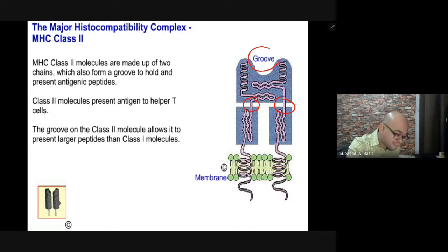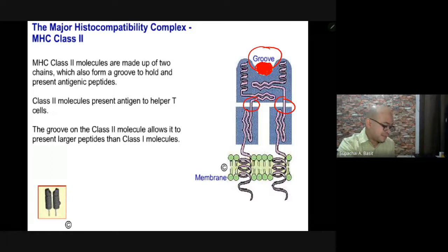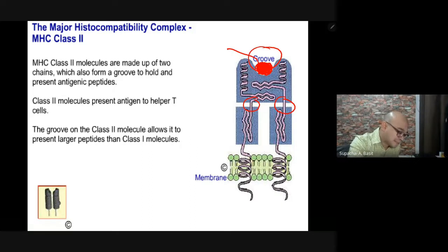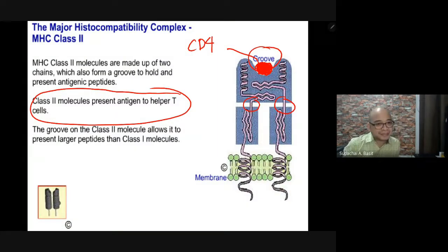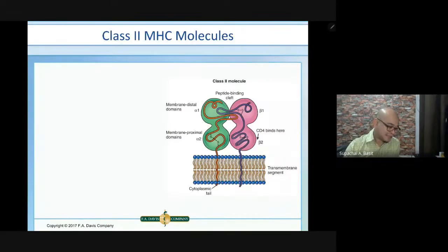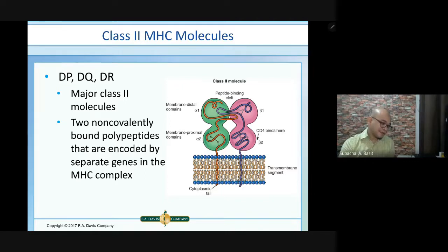And they also have a groove, and this is where the antigen fragments will be. The groove and the antigen will be presented to CD4. CD4 is also known as the T helper cells. The groove of class 2 molecules is larger than the groove of the MHC class 1. So MHC class 2 molecules are HLA-DP, DQ, and DR. There are two non-covalently bound polypeptides that are encoded by separate genes in the MHC complex.